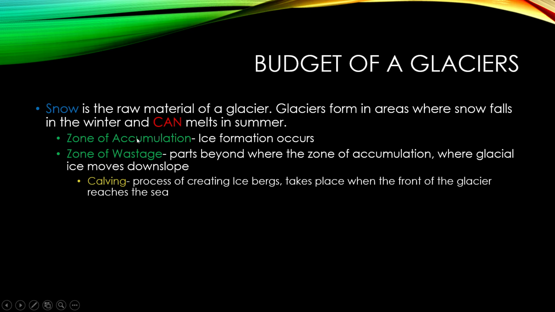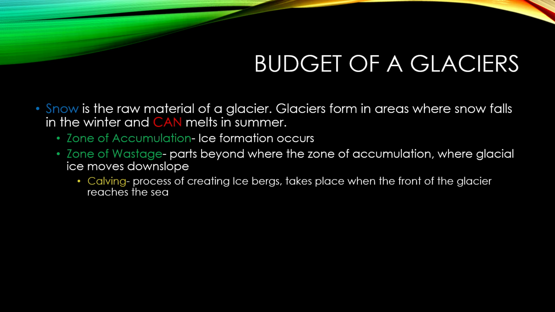And we have two zones: the zone of accumulation and the zone of wastage. The zone of accumulation is where the ice is forming, and the zone of wastage is the parts beyond the zone of accumulation, where the ice moves down slope. So the zone of wastage is where you will find the glaciers are going down.